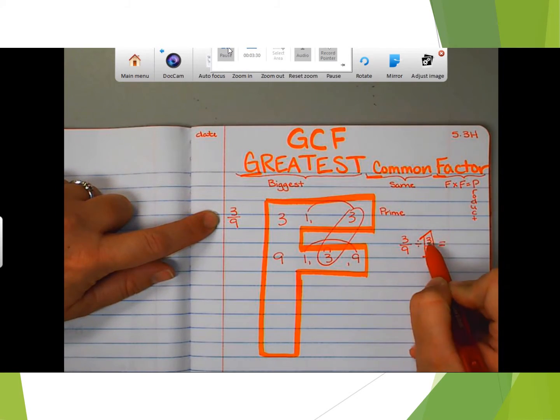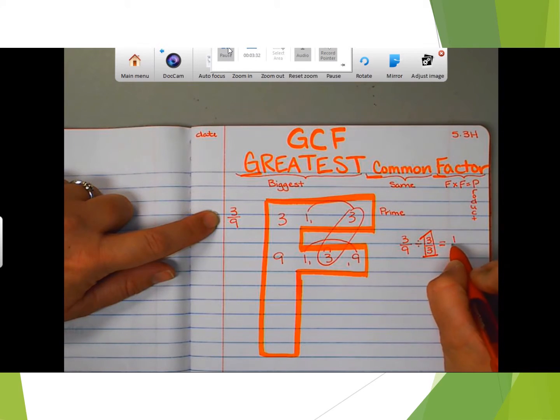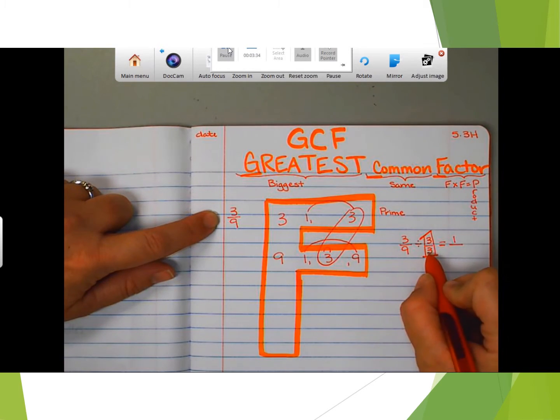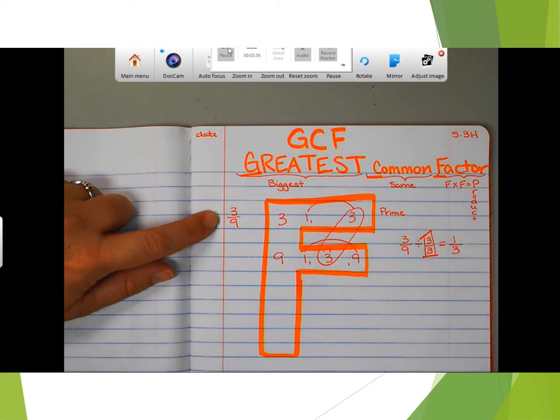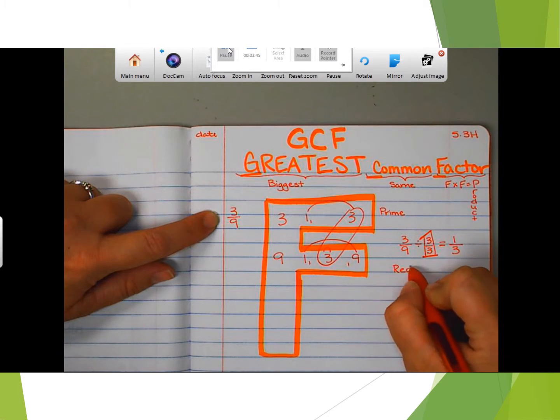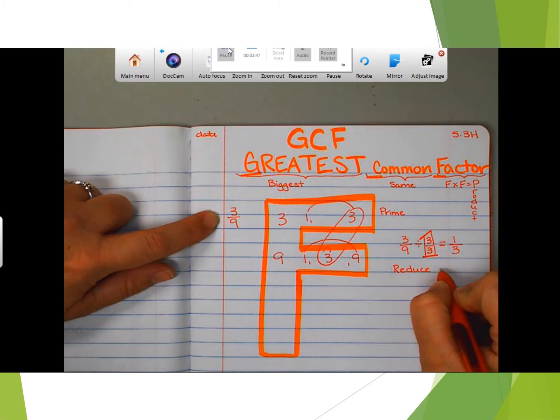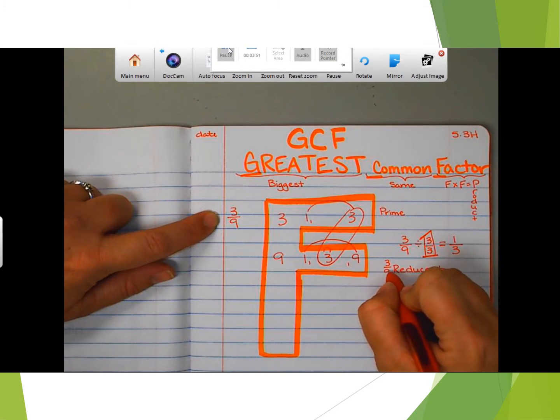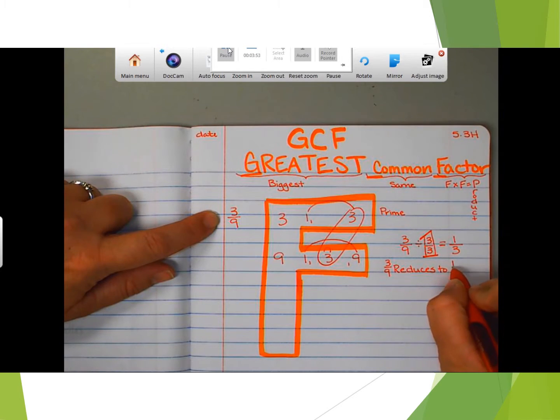3 divided by 3 is 1. 9 divided by 3 is 3. So 3/9 in its simplest form, reduced. So 3/9 reduces to 1/3.